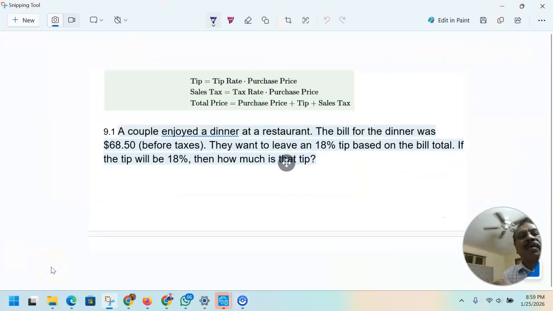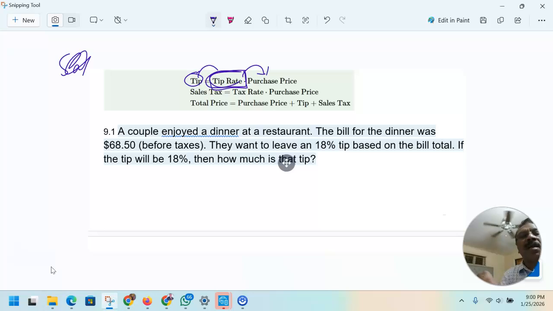Now this question is about tips. Tip rate is the same thing as a sales tax. Instead of sales tax, there's a tip, and they call it a tip rate. What percent, what rate, are you paying of the purchase price? So there are three steps. You first find the tip, then you find the sales tax, and then you add up the original price, the tip, and the sales tax.